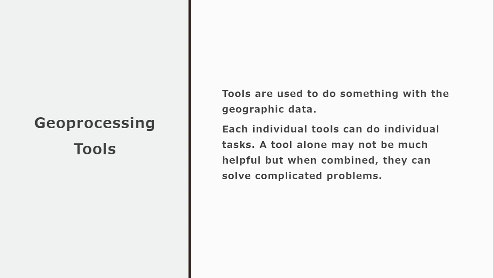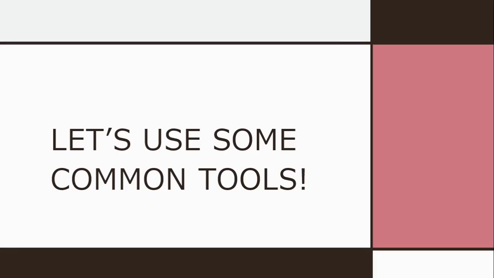To summarize, geoprocessing tools are used to do something with the geographic data. Each individual tool can do individual tasks. A tool alone may not be much helpful, but when combined, they can solve complicated problems. Common GIS analysis tools are buffer, clip, dissolve, intersect, merge, union, etc.